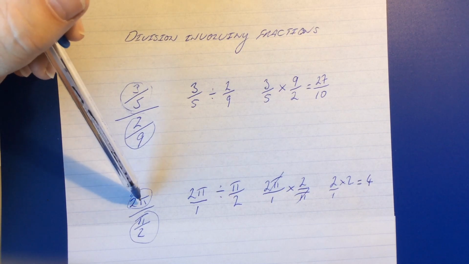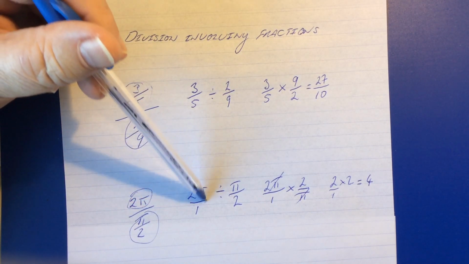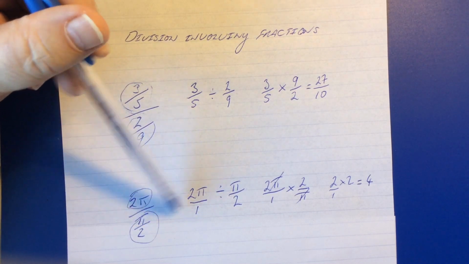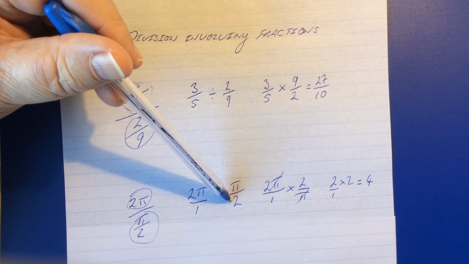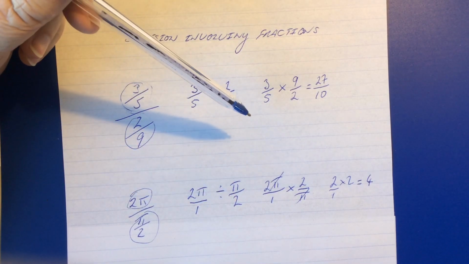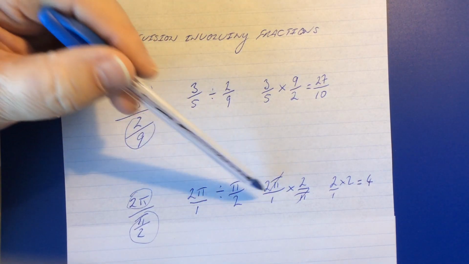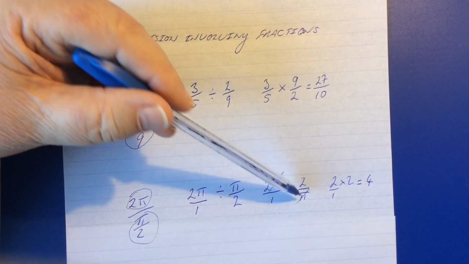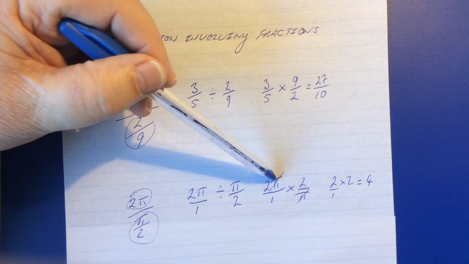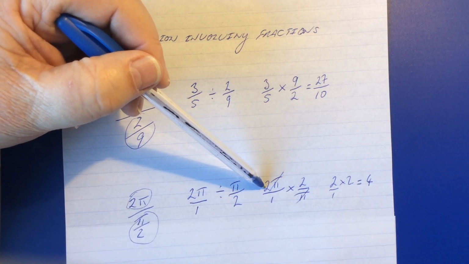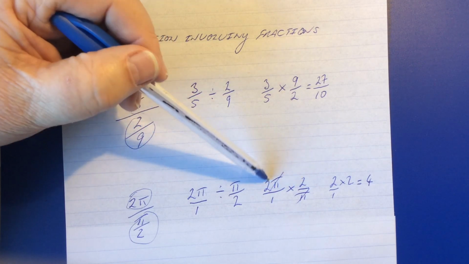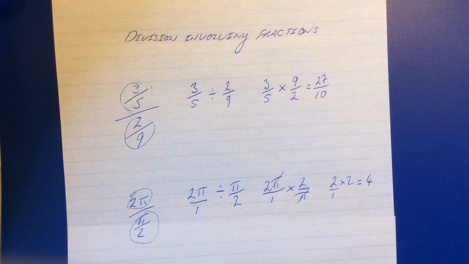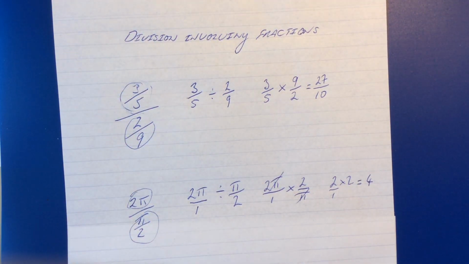Well, what is it? It is 2 pi, which we can write as 2 pi on 1. I think that this is a helpful formulation of it, divided by pi on 2. Same thing happens. Save this fraction, change the sign, invert this, and what you can do is immediately cancel the pi's, and so what you get is 2 on 1 times 2, which I've written here, but 2 times 2 is 4, and that's the answer. That is all you have to do.